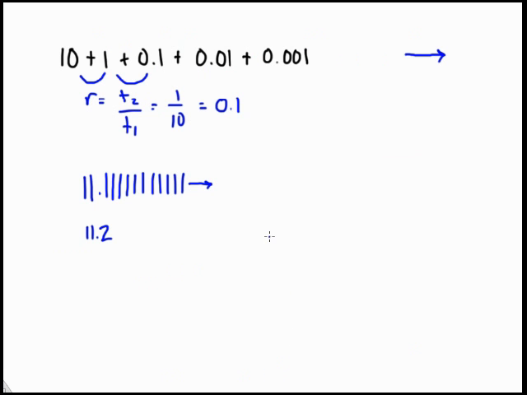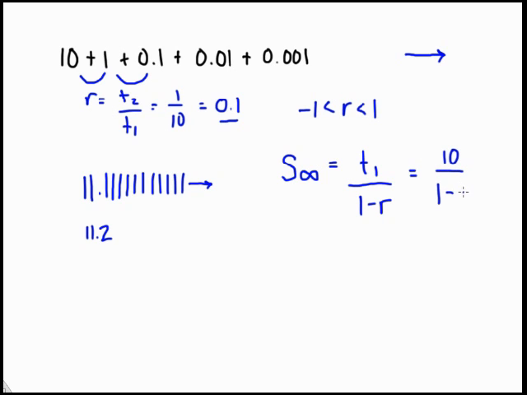So there is a formula we can use to find the sum of an infinite number of terms, and it works when R is between -1 and +1. In this case, we're in luck. Here's our formula: term 1 over 1 minus R. Our first term was 10, and then we've got 1 minus our R value, which is 0.1. So we've got 10 over 1 minus 0.1, which is 0.9.